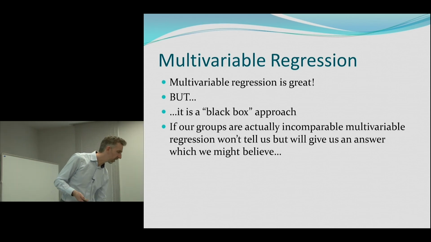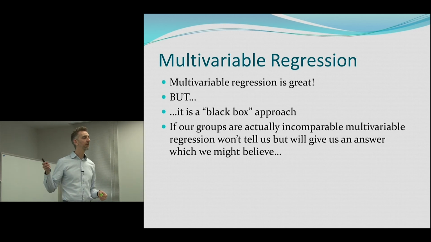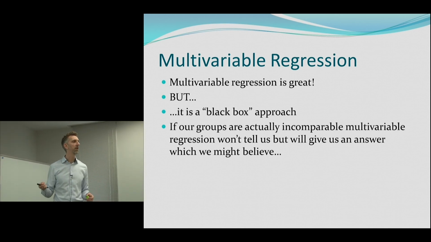Now, multivariable regression is great, but I think it also has some problems. I think it's potentially a sort of black box approach. What I mean by this is that if our groups are fundamentally different from each other, so if our exposed group looks mostly like the obese guy who's eating burgers, and our unexposed group looks mostly like the woman who's doing yoga, we'll still run the regression and we'll get an answer, but we won't realise that there was this problem in the data.